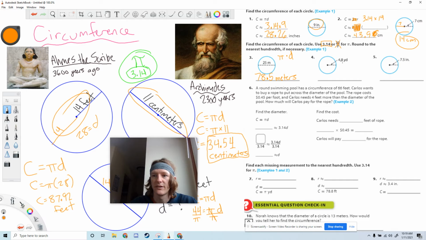For the next one, number 4, they give us a radius, so we need to double that. We need another 4.8. So I'm going to do 4.8 plus 4.8, and my diameter is 9.6. So I have 9.6 times pi, so 9.6 times 3.14. And again, I'm just doing this on a calculator, and you guys can do that too. I get 30.144. So I'm going to say 14. If there was a 4 here, it wouldn't round this up. If it was a 5, it would round up. So 30.14 yards.